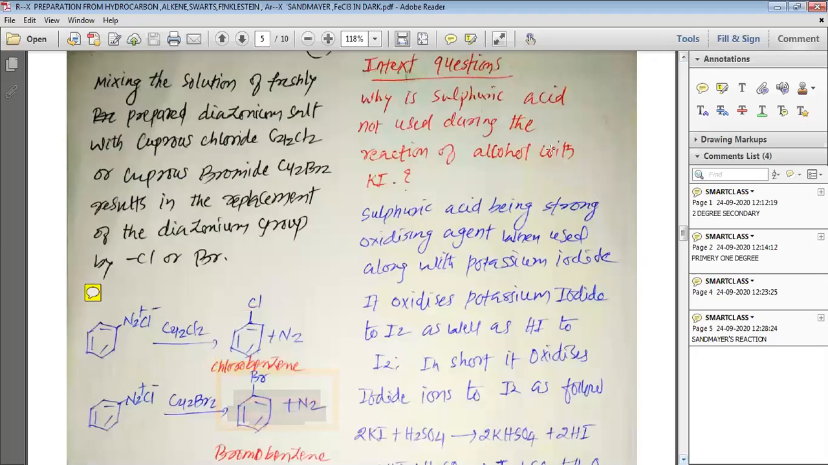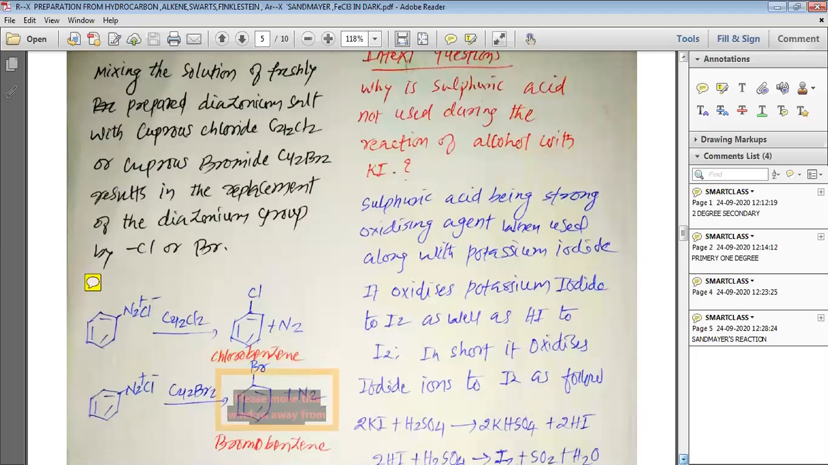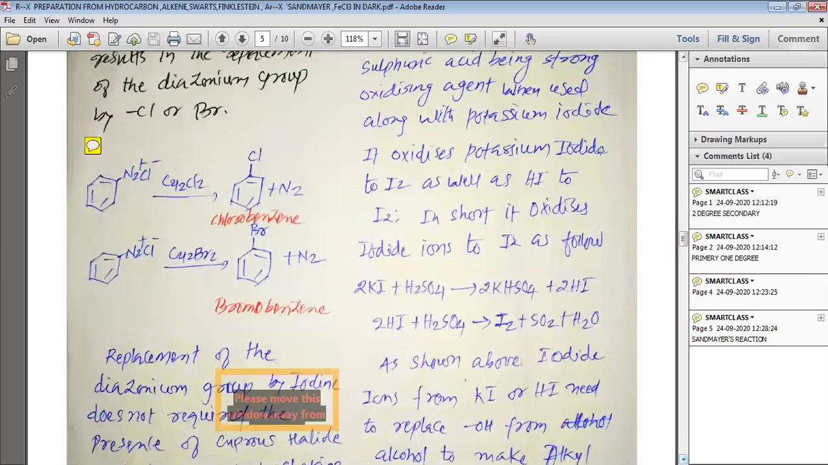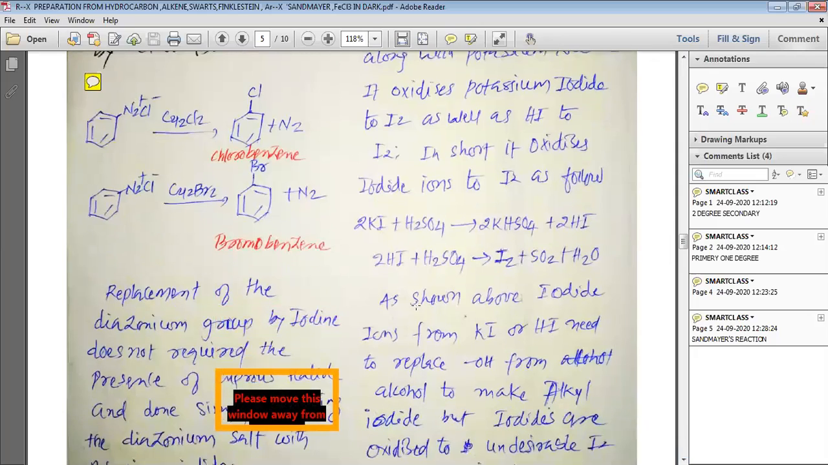Why is sulfuric acid not used during the reaction of alcohol with potassium iodide? My dear students, we know that sulfuric acid is a very strong acid. This sulfuric acid converts these iodide ions into iodine.